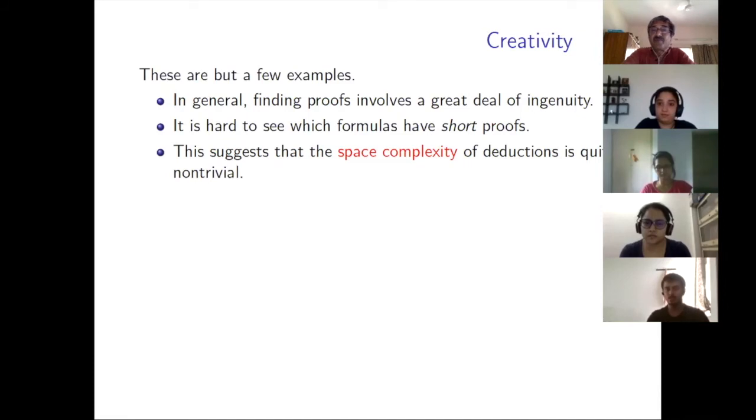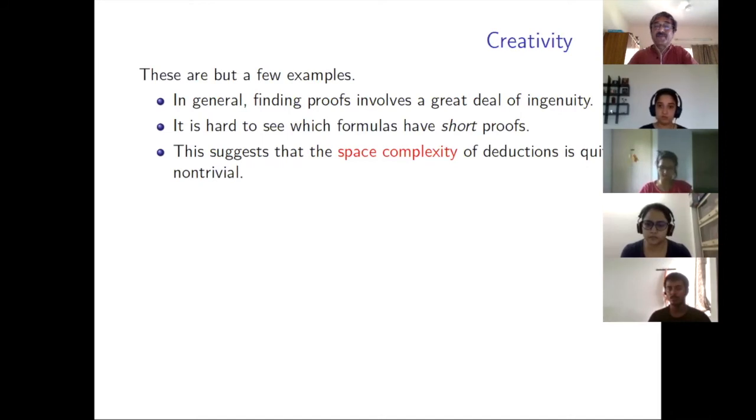In general, finding proofs involves a great deal of ingenuity. And most importantly, it's very hard to see, looking at the formula, which formulas have short proofs, right? Because we saw that something like alpha implies alpha forced us to look at some substitution, right? The substitution we had to use was a much longer form. And it actually grows as something bigger before it gets shorter, right? So in general, the space complexity of deductions is quite non-trivial.